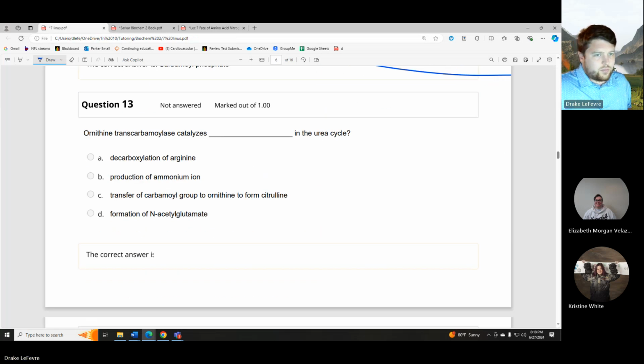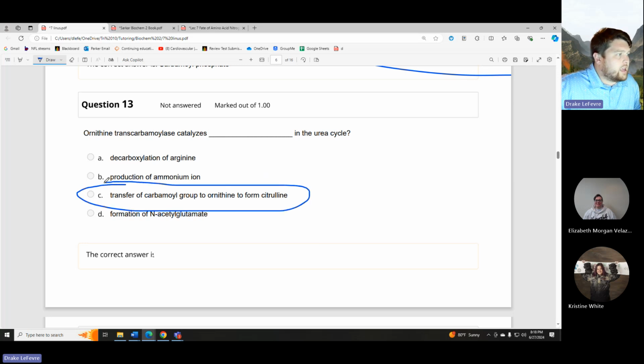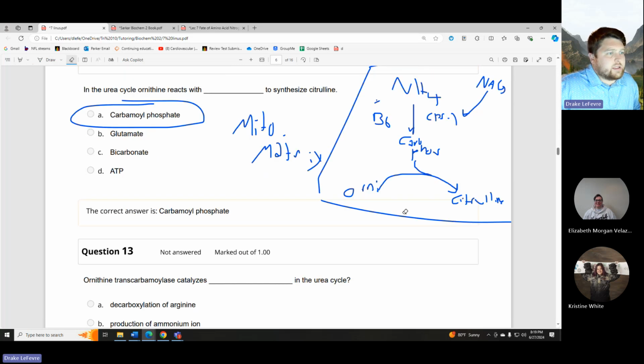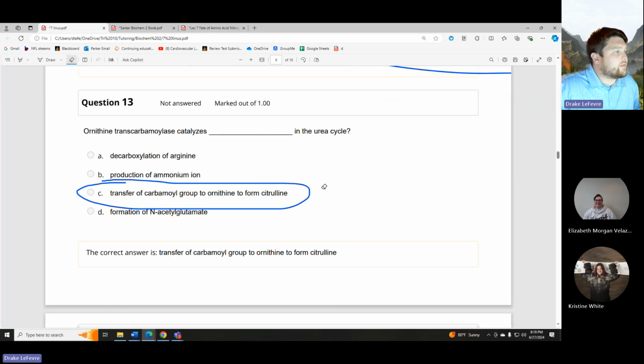Okay. Ornithine transcarbamylase catalyzes blank in the urea cycle. This is still just along that exact same line. We're transferring that carbamoyl group to ornithine to form the citrulline. Still talking about this same step that we just talked about above.